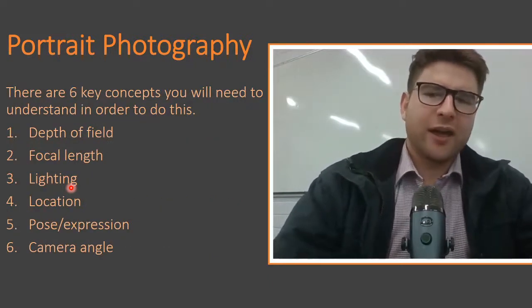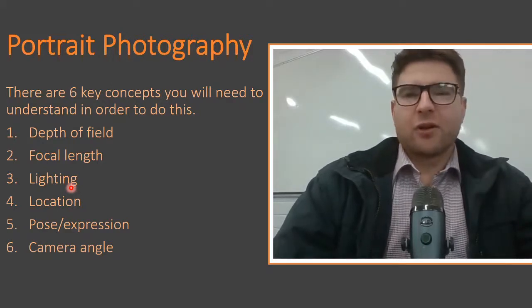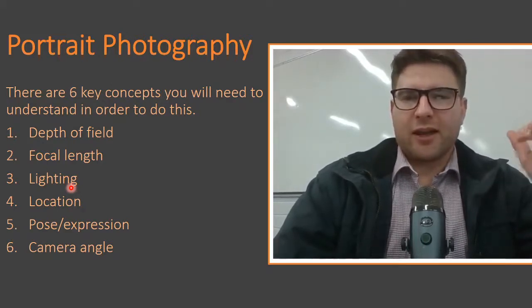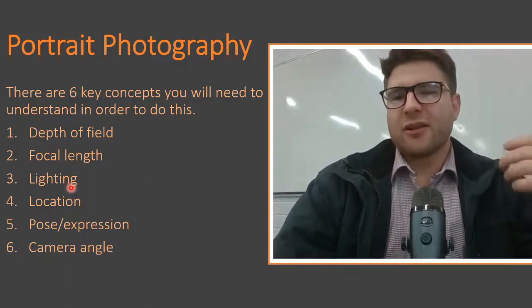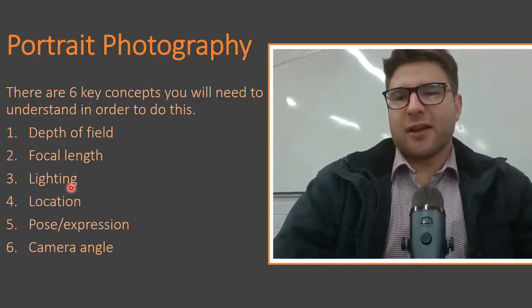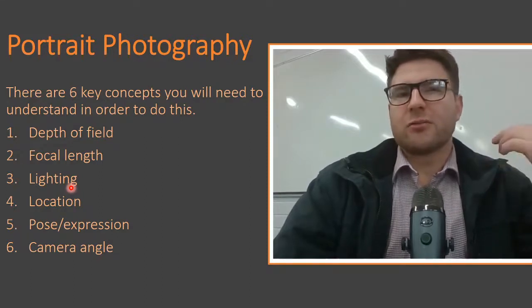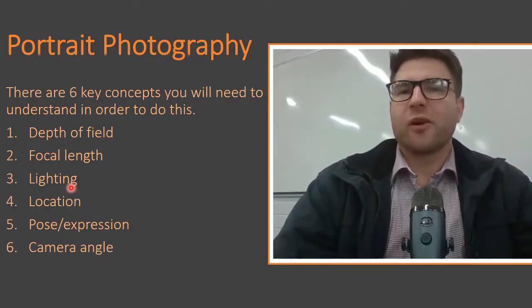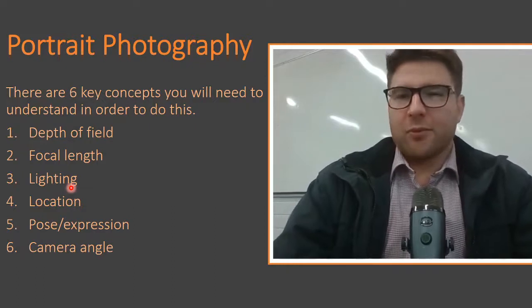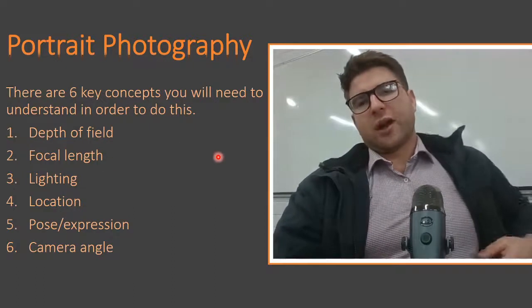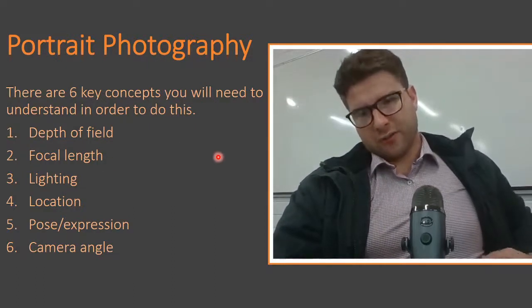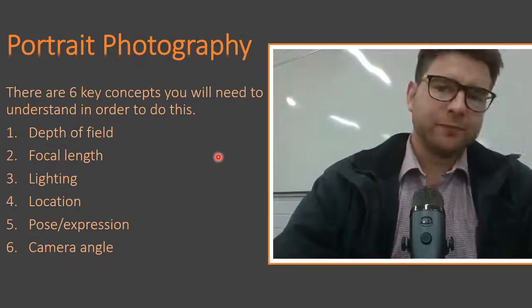So there are 6 ways or concepts that a photographer needs to consider when they are taking this photo to tell their story. There are 6 creative areas that they can alter or influence to make sure that that story is told the way they want it to be told. These are the depth of field of the image, the focal length, the lighting, the location, the pose of the subject, and the camera angle.